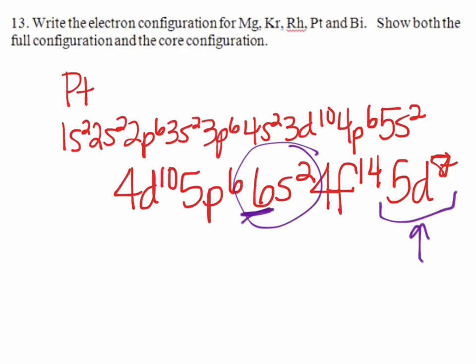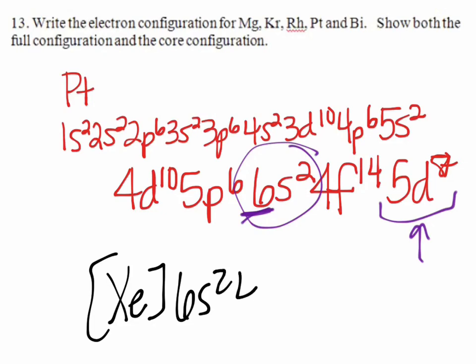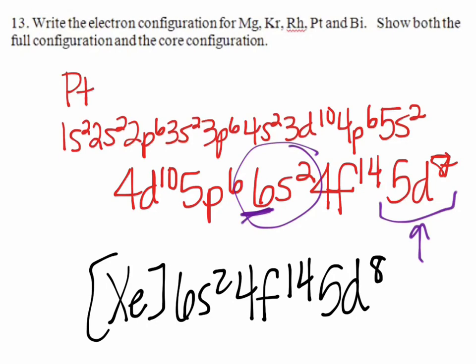All right, so let's take this all out and go to our core configuration. So our core configuration would be xenon, and then we go to 6s2, 4f14, 5d8. One of the things too is if it doesn't look right, go back and count those superscripts and make sure it adds up to 78. All right, so moving on.